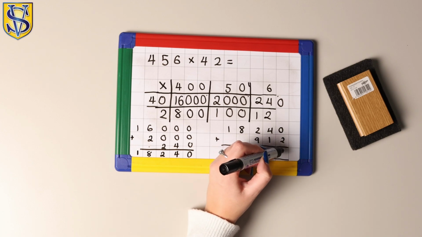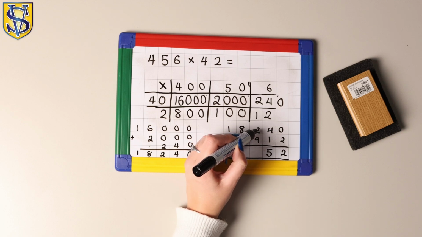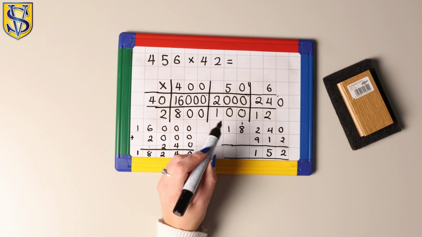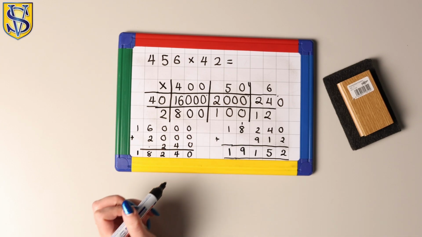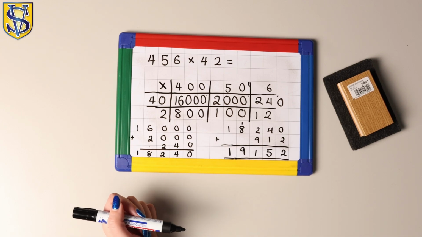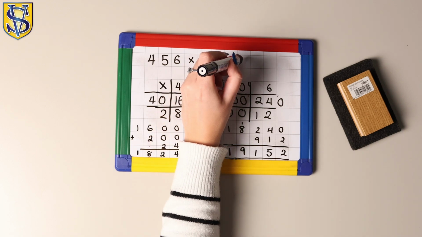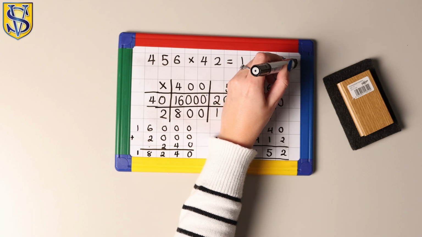And 0 add 2 is 2, 4 add 1 is 5, 2 add 9 is 11, carry the 1, 1 add 8 is 9, and 1 add 0, sorry, is 1. So the answer to 456 multiplied by 42 is 19,152.